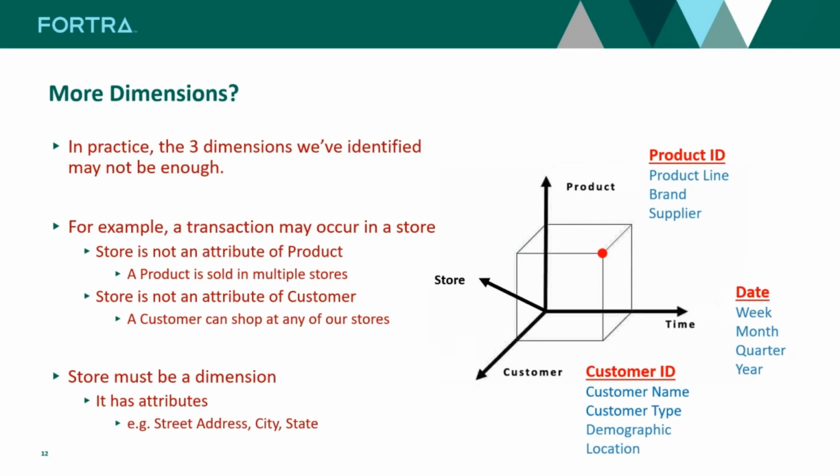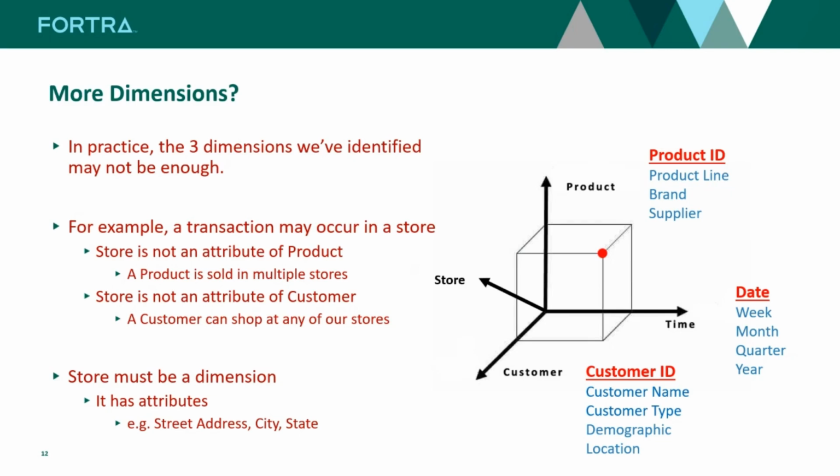So far, we've only used the 3 basic dimensions, but in practice, you'll likely find that you need to include other dimensions too. Many pieces of data will easily be identified as an attribute of one of the 3 basic ones, but a few may actually be another dimension.